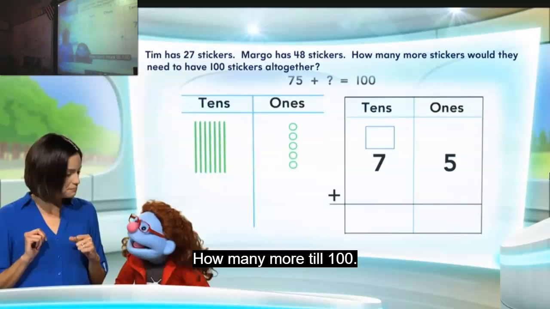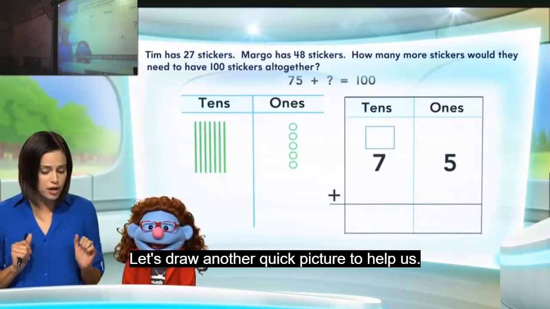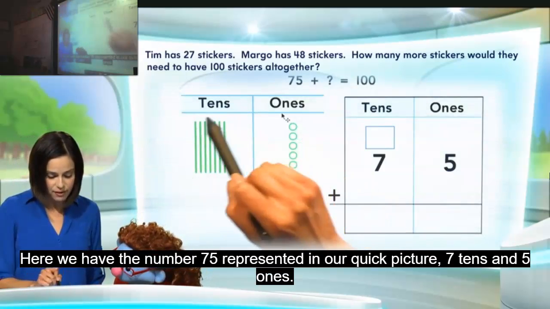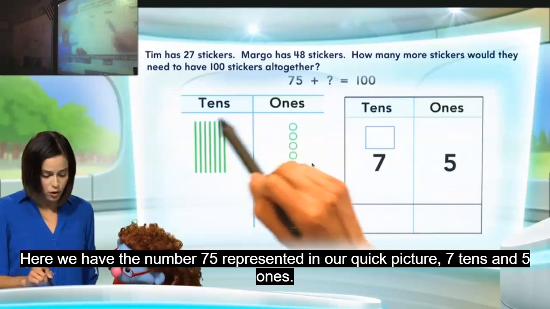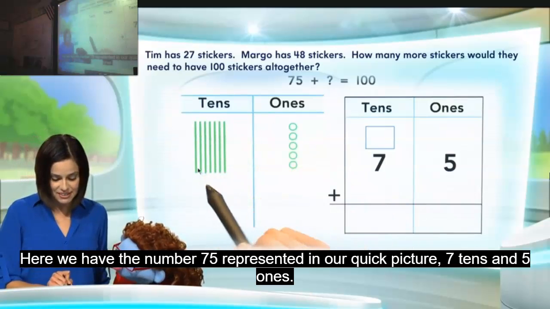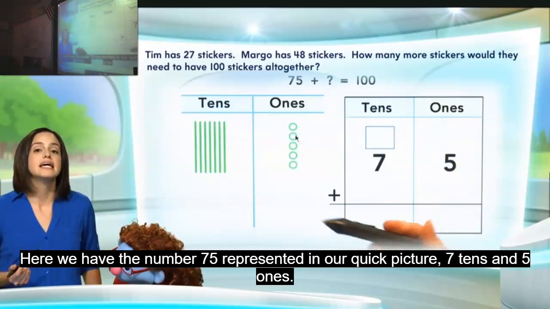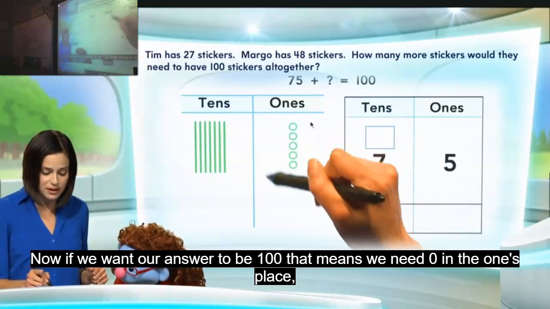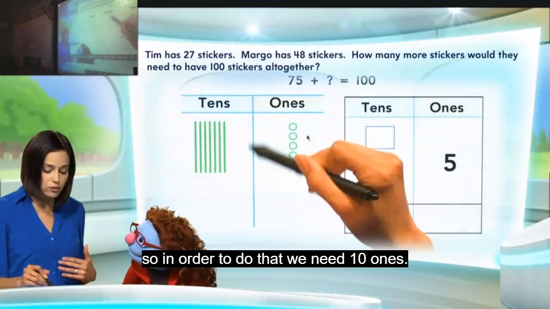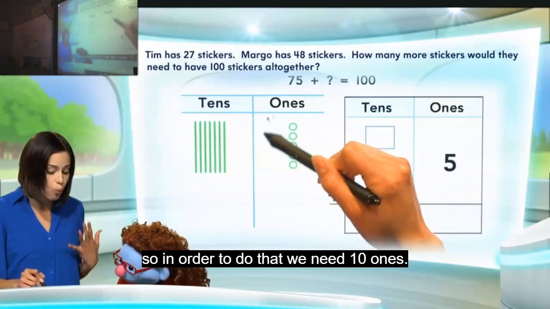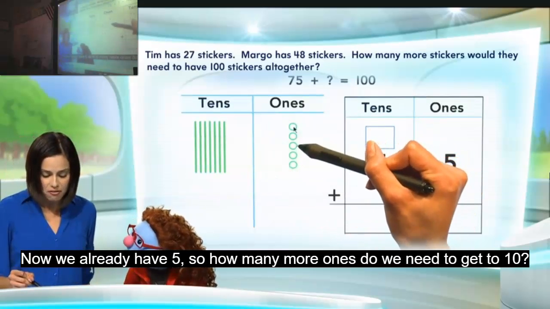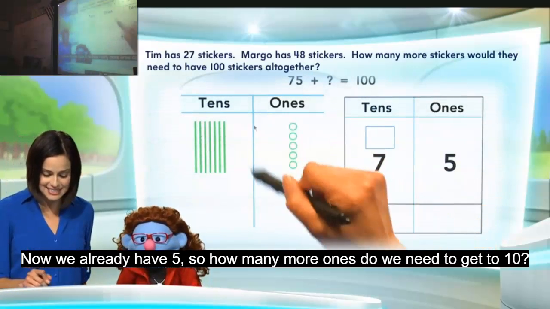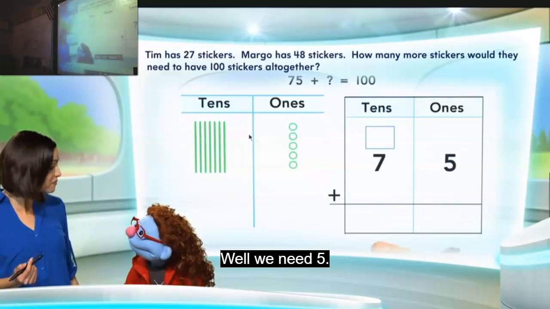Wow. How many more to 100? Let's draw another quick picture to help us. Here we have the number 75 represented in our quick picture. 7 tens and 5 ones. Right. Now, if we want our answer to be 100, that means we need 0 in the ones place. So in order to do that, we need 10 ones. Now, we already have 5. So how many more ones do we need to get to 10? Well, we need 5. Very good.